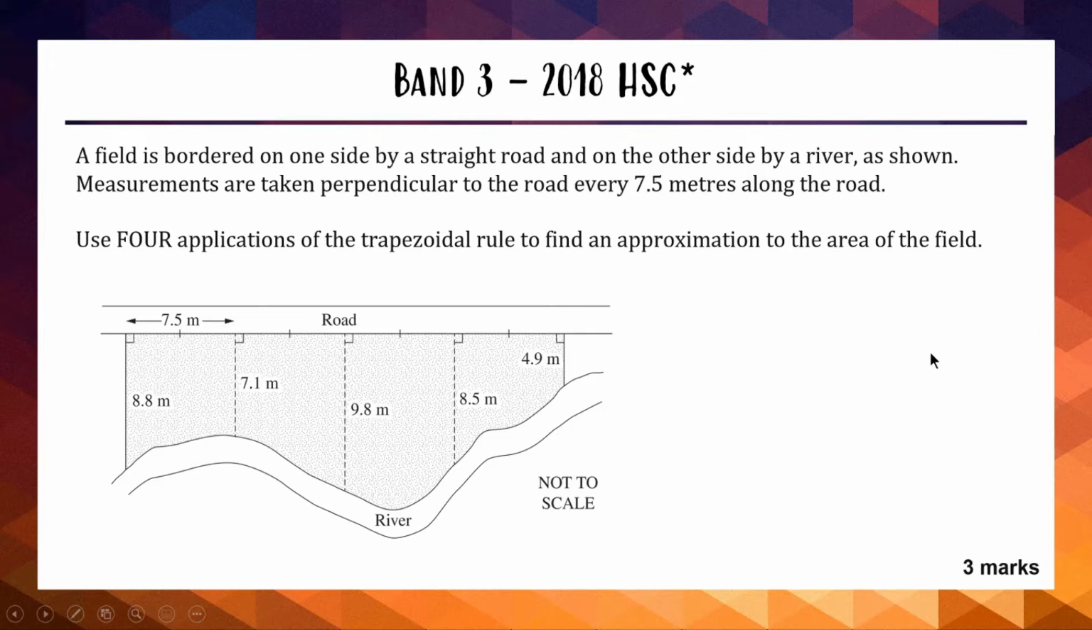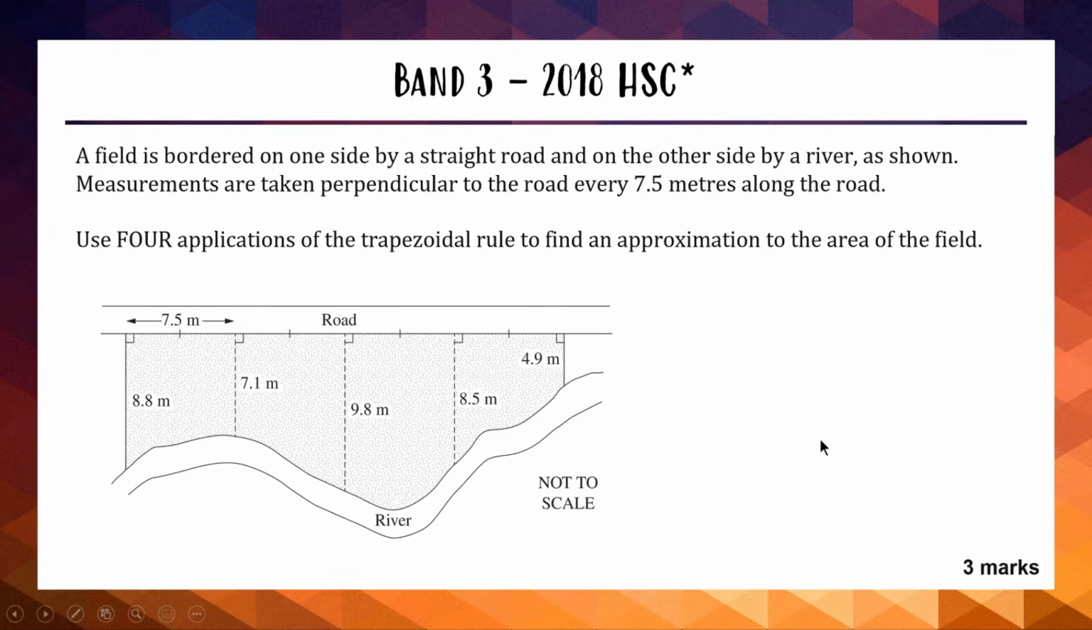We've got a field bordered on one side by a straight road, as we can see here, and the other side is bordering a river. Measurements are taken perpendicular to the road every 7.5 meters. Use 4 applications of the trapezoidal rule to find an approximation to the area of the field.